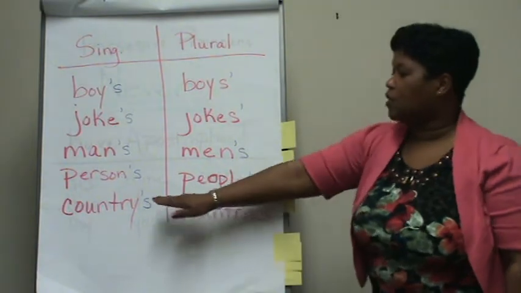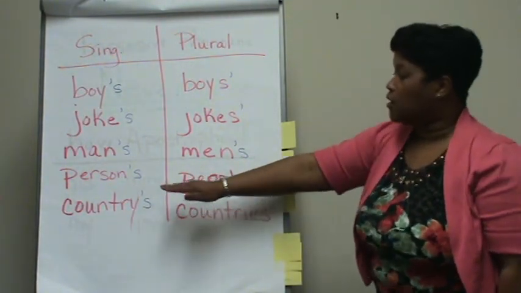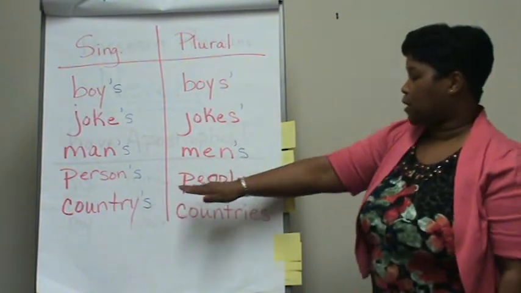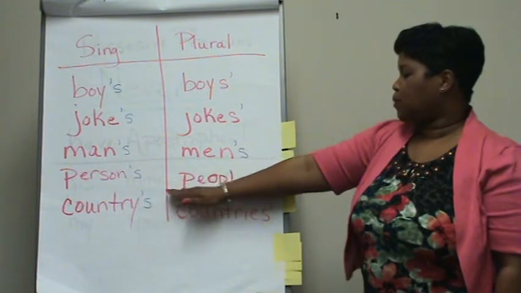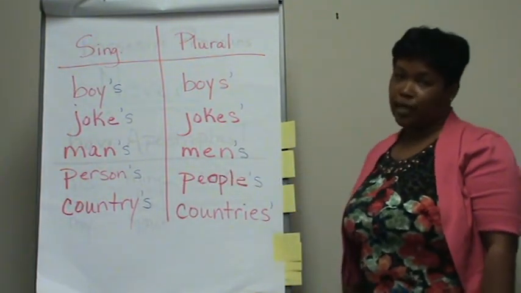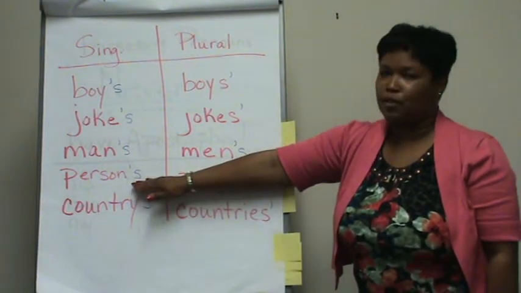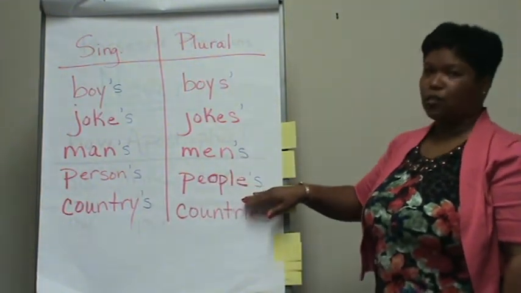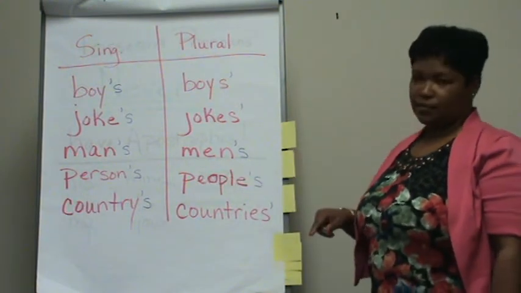Okay? The same thing holds true for a word that changes spelling drastically, like person to people. Person is the singular version, apostrophe S. People, because the word itself is plural, also has apostrophe S when you're showing possession. So the person's car was stolen, the people's car was stolen. Multiple people possess the car, apostrophe S.